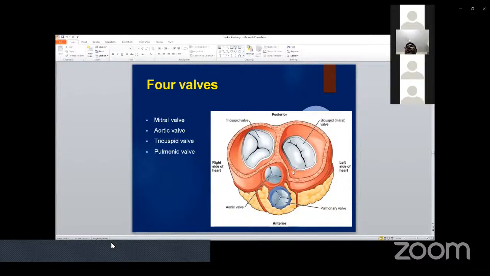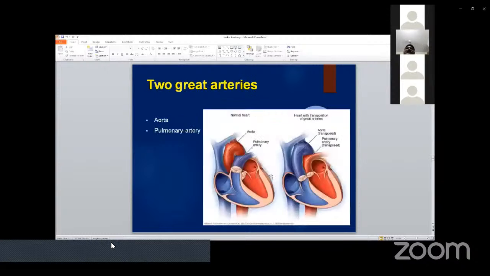Aortic valve, you can see the picture. The center one is the aortic valve, which is in between the lungs and left atrium. So the next one is slide number 20.